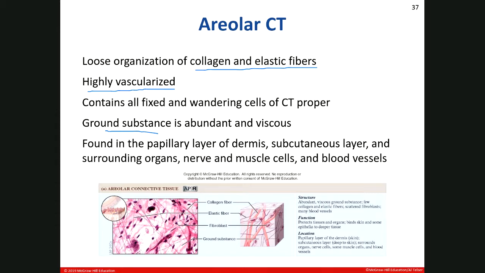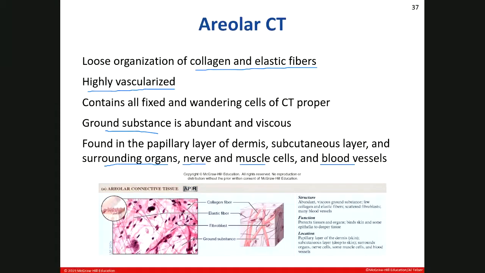And then there's a layer of tissue below our skin called the subcutaneous layer. That's where we get the fat that sits right under our skin. When people talk about insulation and whatnot, it sits in that layer, the subcutaneous layer. It's packing material, so we'll see it surrounding our organs. And it likes to layer itself along our nerves and our muscle cells, and also the layers of our blood vessels. So you see it quite a bit all over the body. All right, that's areolar connective tissue.